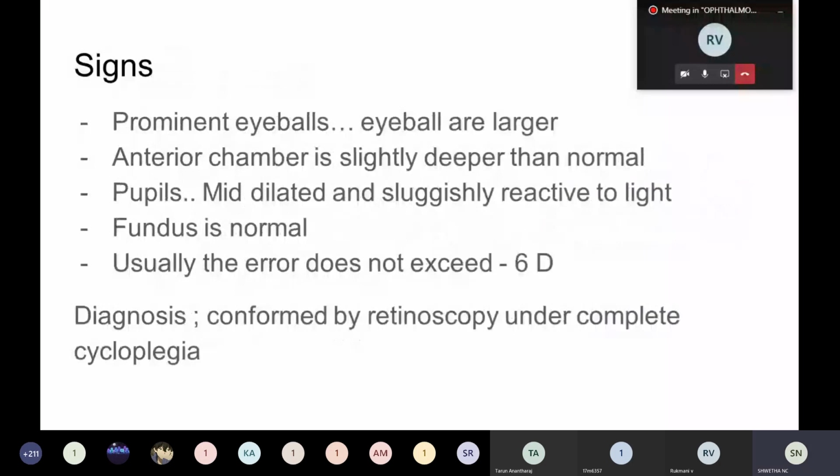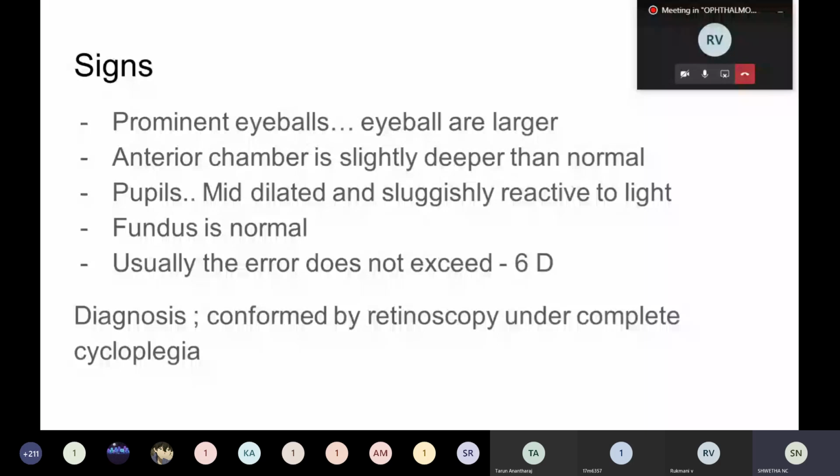What are the signs? In myopic patients, you see a slightly bigger eyeball, meaning the anteroposterior diameter of the eye is more. The eyeball will be big and very prominent. You can make it out from far. If some people have very prominent eyeballs, we say it may be a myopic condition. So the eyeball will appear larger in size and the anterior chamber is slightly deeper than normal.